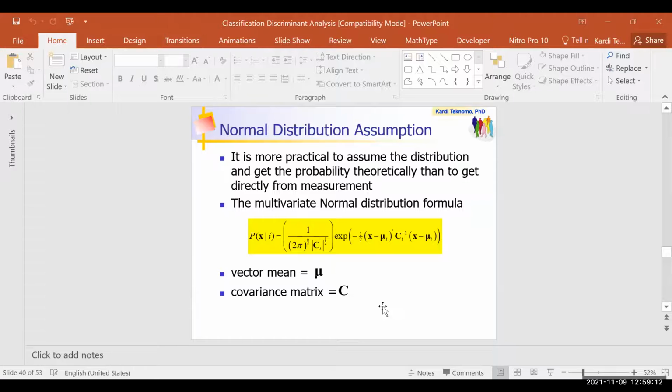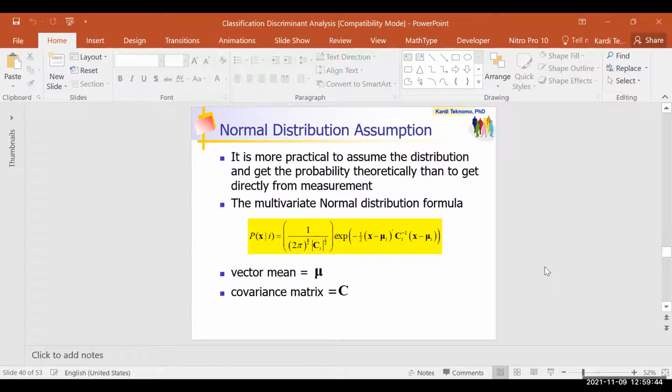But we have many features, it's not just one, right? If you have a normal distribution, then it is only for one feature, one variable. But if you have many, how are you going to do the normal distribution? This formula in yellow here represents the normal distribution for many variables.